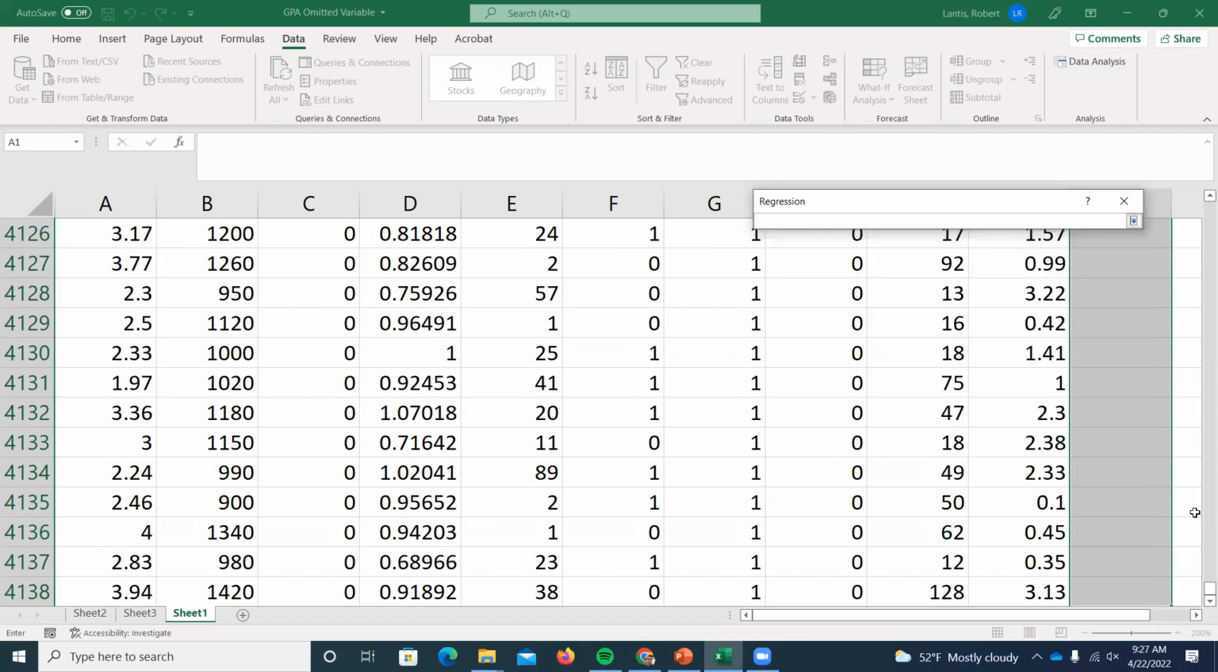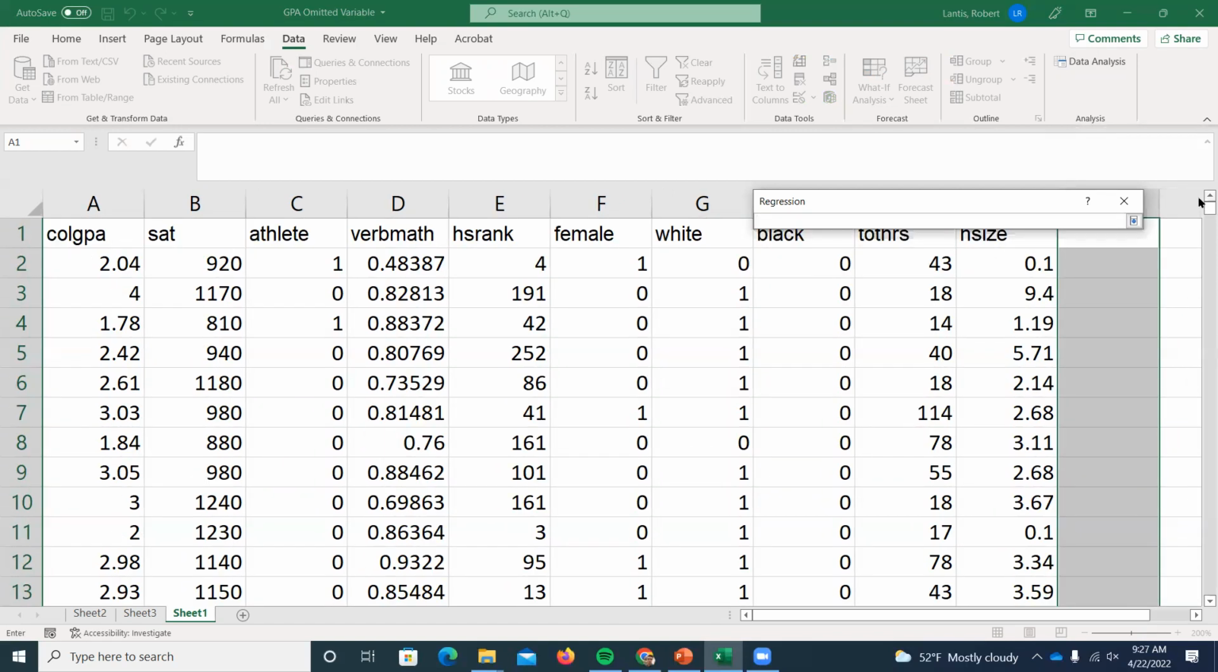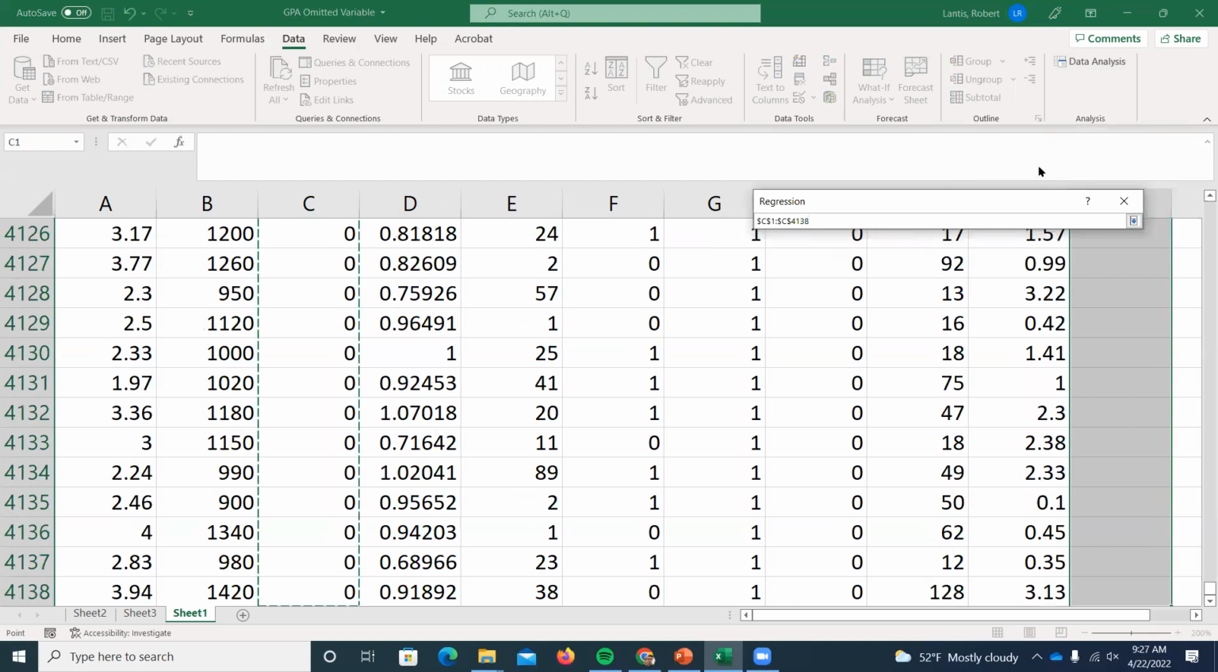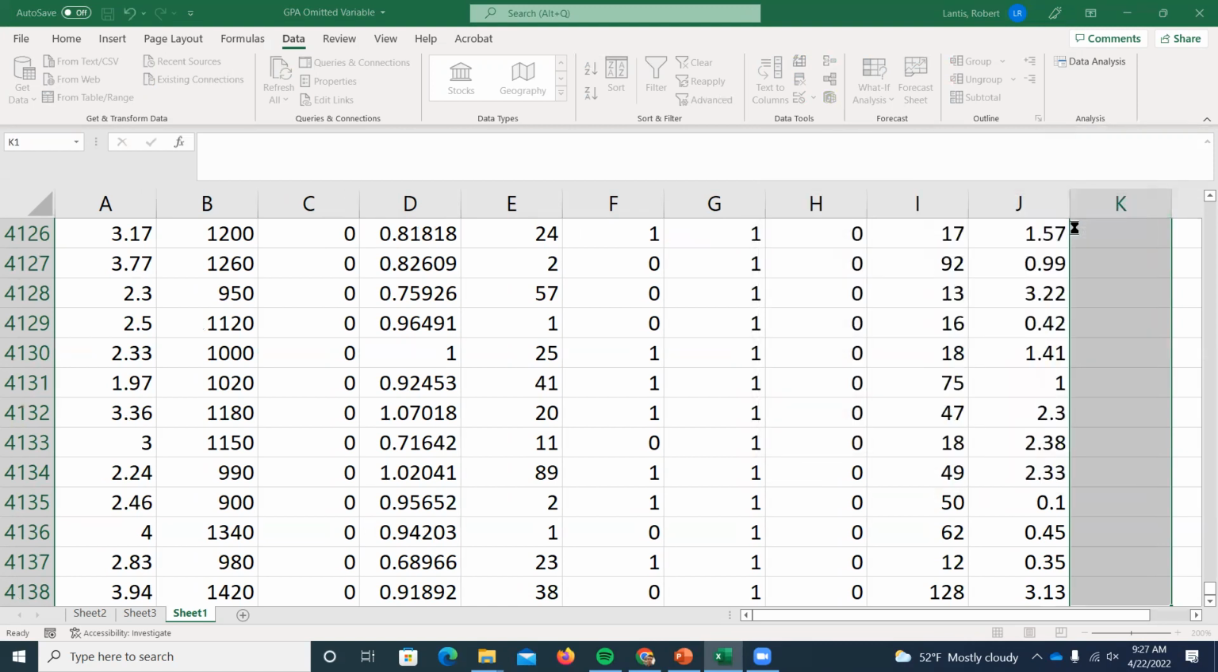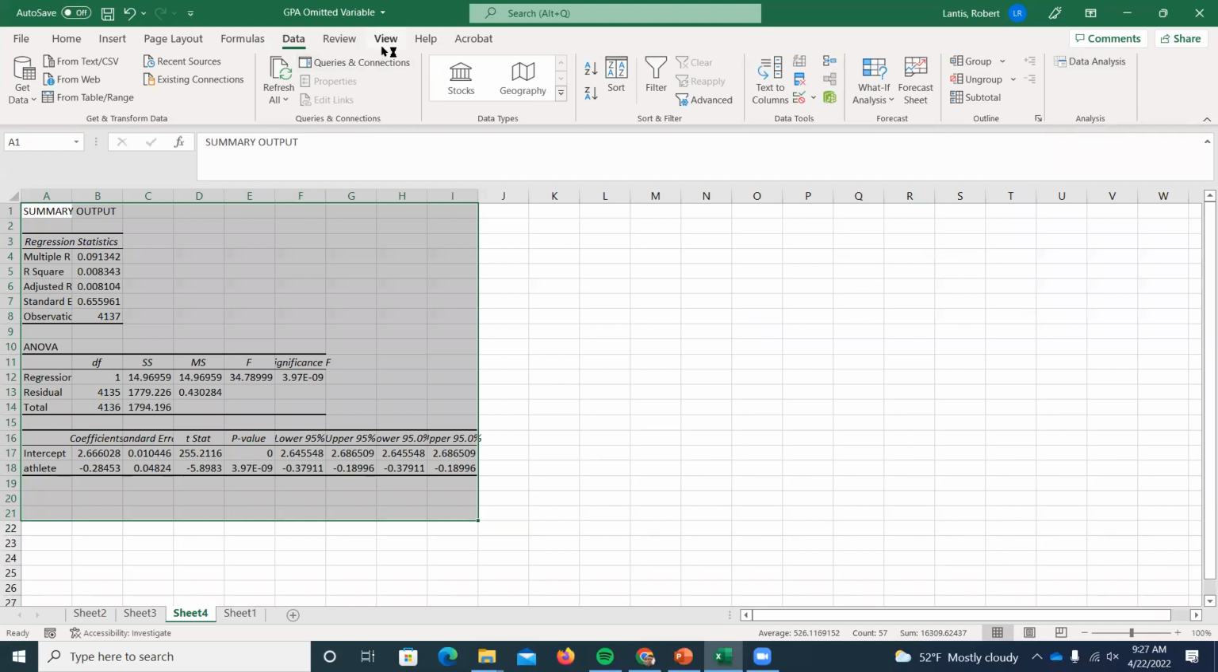Then go to my X variable here. Scroll up so we can see what I'm doing. And I'm just going to select this student athlete variable, right? So I'm going to run this very simple, somewhat naive linear regression where the only variable I've included on the right-hand side is whether or not they're a student athlete, okay? So I hit OK, and I get this output.